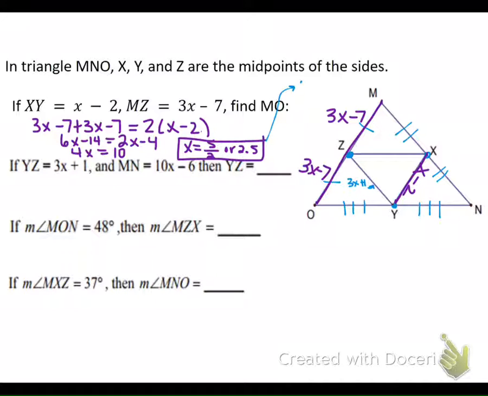So MO is 6X minus 14. If I plug in 6 times 2.5 minus 14, I think it's 15 minus 14, is MO. Can somebody do 6 times 2.5? Okay, MO is 1 apparently, somehow.